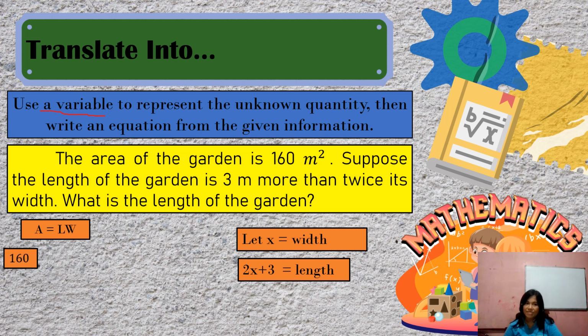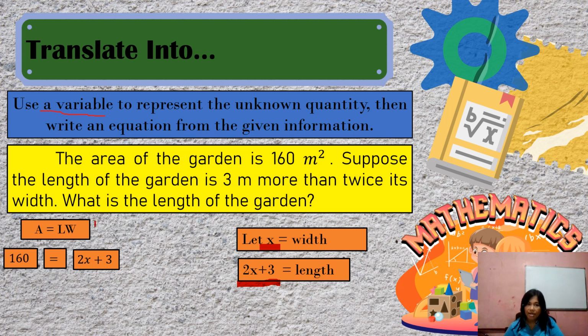So, substitute natin dito sa area na 160. From this formula, we have area. Substitution na tayo. Area is 160. Copy natin yung equal sign. Tapos, di ba yung length natin is 2x plus 3. So, yun na yung ilagay natin. And then, of course, we have the width, which is x.